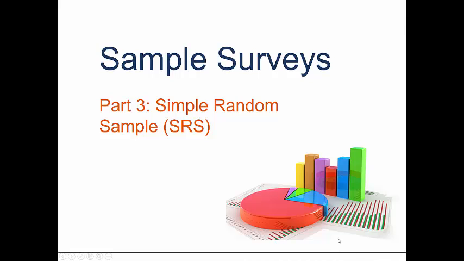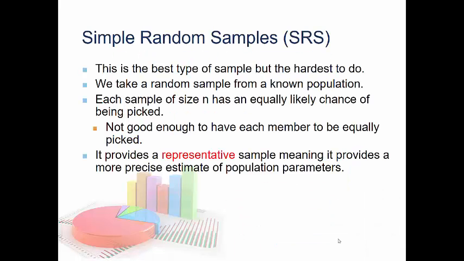Now we're going to take a look at simple random samples. This is the best type of sample, but hardest to do. So basically, we take a random sample from the entire known population. Each sample of size n has to be equally likely, it has to have an equally likely chance of being picked. What does that mean?